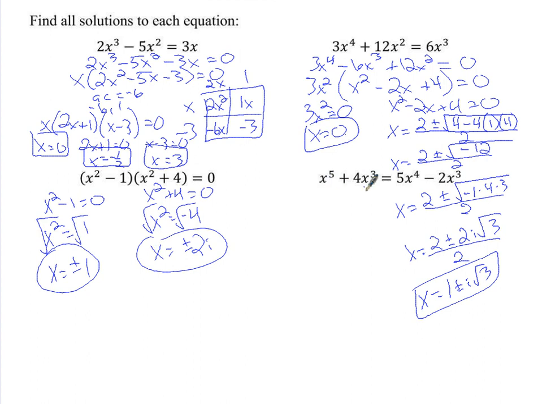So now on this last one, x to the 5th plus 4x to the 3rd equals x to the 4th minus 2x to the 3rd. What should I do? Everything on the same side.